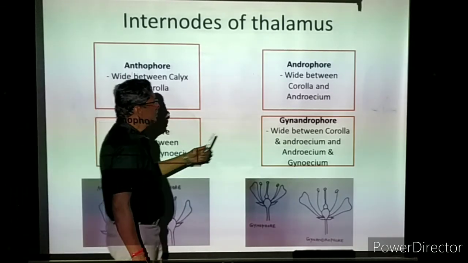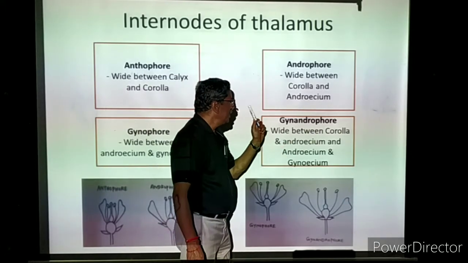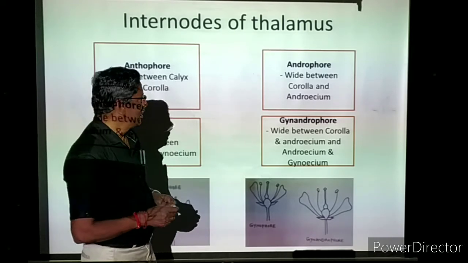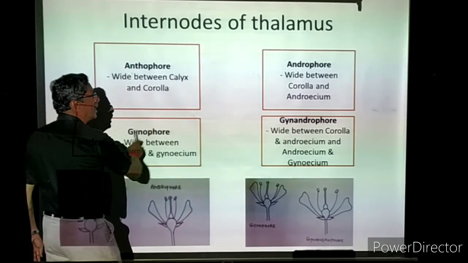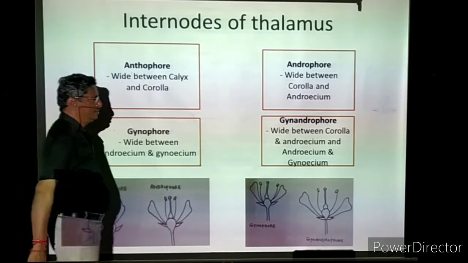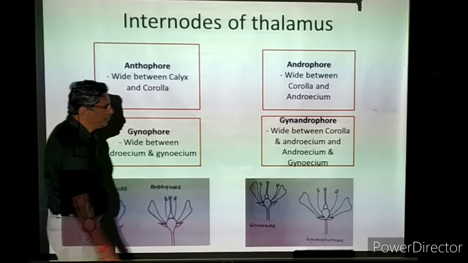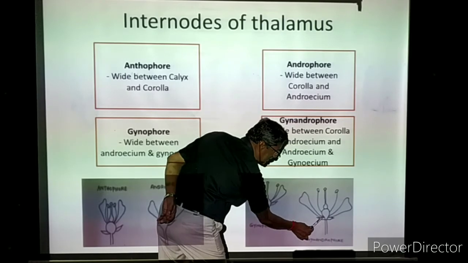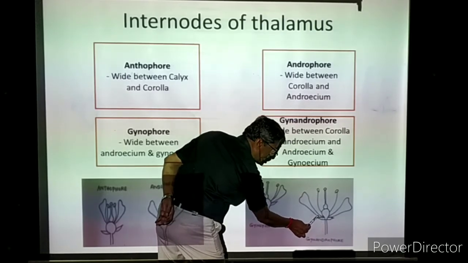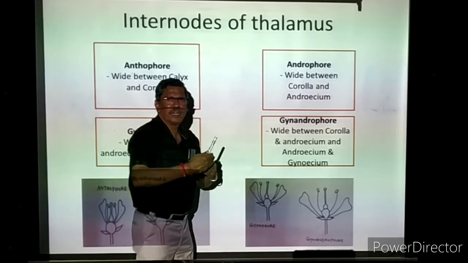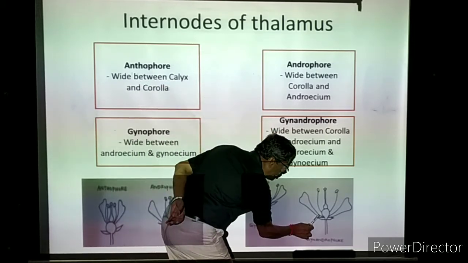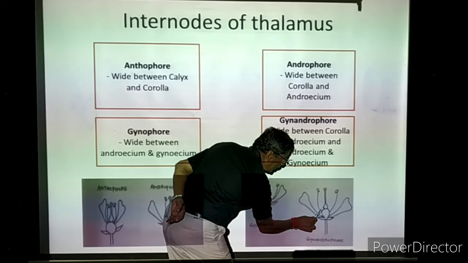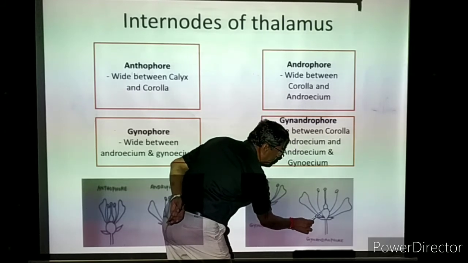Then the last one we are going to study, gynandrophore. That means gynophore and androphore together. Now we are coming to this last picture. The outer calyx is there. The next, very close to that, the corolla is there. Both are arranged very close. But between the corolla and the androecium there is a gap. So this is actually androphore.